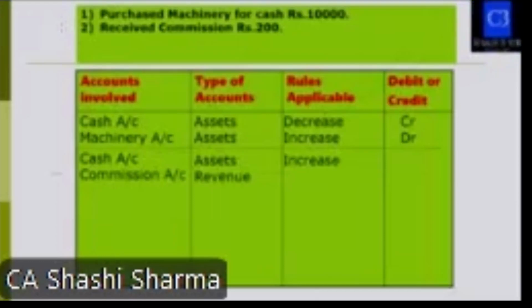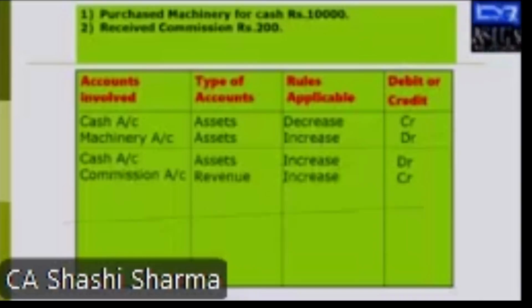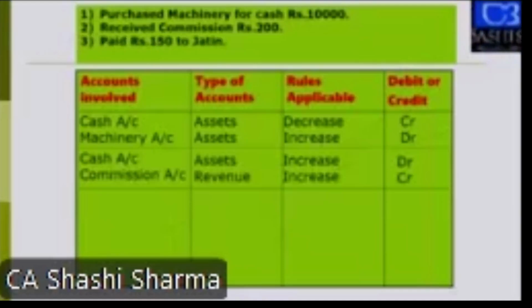And commission, being an income, is also increasing. But when an asset increases, it is debited. And in the case of revenue, incomes and gains, they are credited when they increase. So here again, the result is the same as per the golden rules.